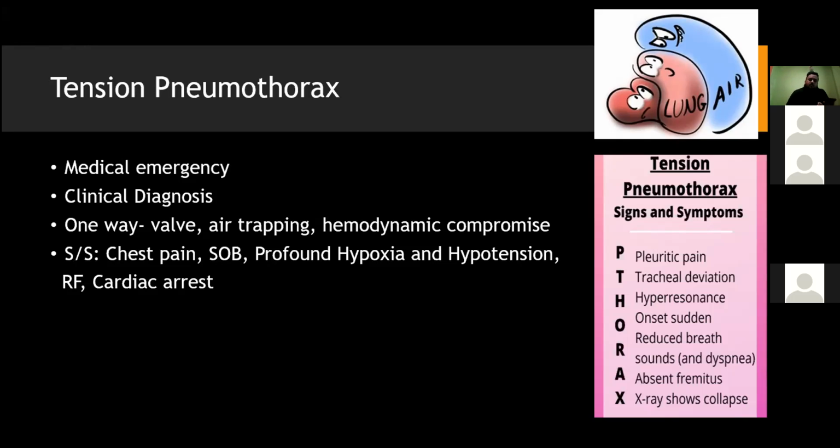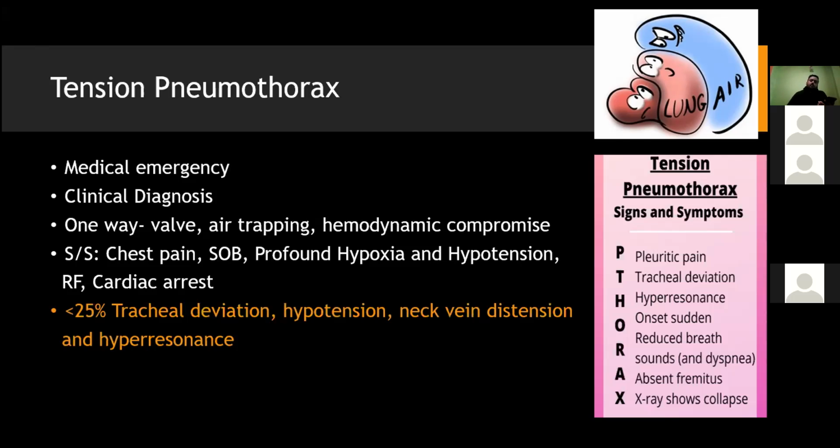Signs and symptoms like chest pain, shortness of breath, profound hypoxia, and hypotension can be present, and people often have respiratory failure in the ABG, and it can be a cardiac arrest situation. But surprisingly, less than 25% of patients have tracheal deviation, hypotension, neck vein distension, and hyperresonance. So we should not rely more upon the typical signs of pneumothorax.